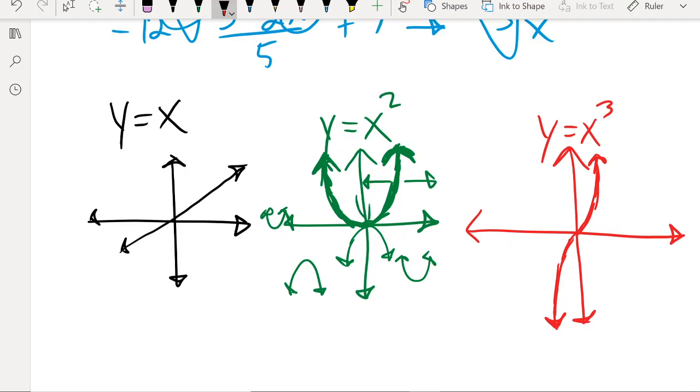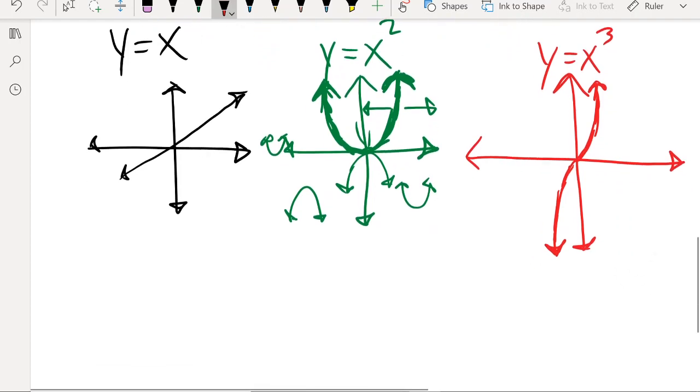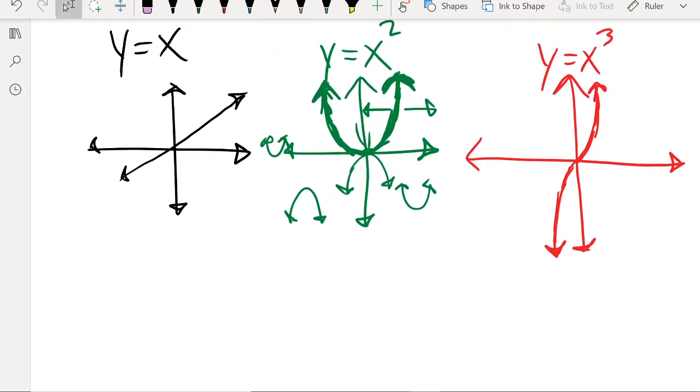It doesn't really get any more unique after that. It just kind of repeats. There's like a pattern going on. So you can pretty much end at y equals x cubed. So y equals x, line. Y equals x squared, parabola, U-shaped thing. Y equals x cubed is the S or the snake-shaped thing.